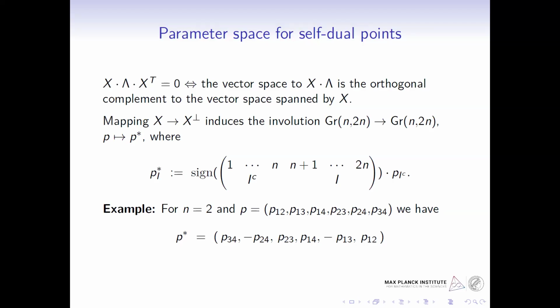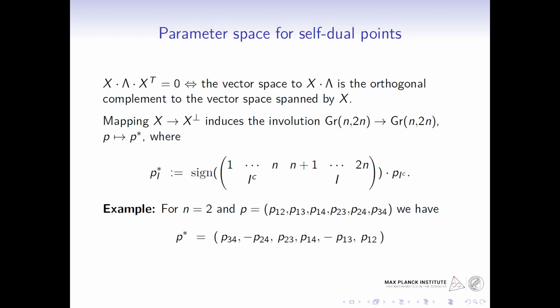This looks rather complicated. Just look at the example. So for P12, the first entry will be substituted by P34, which is the complement, and the sign is positive. The next sign will be negative, and so on. So 1, 3, 2, 4, and the negative sign. This is P star. This is the Plücker coordinate for the orthogonal complement.